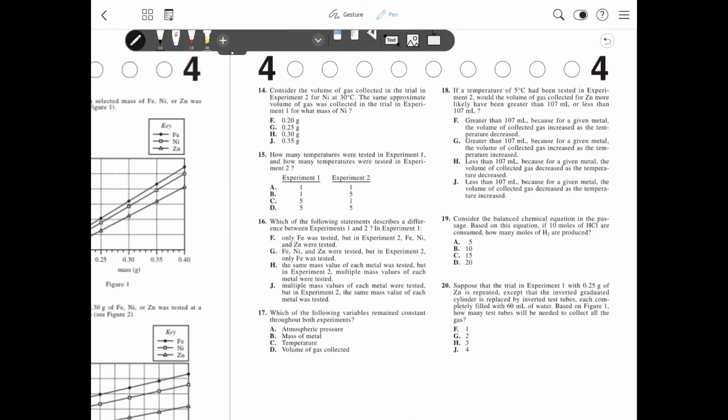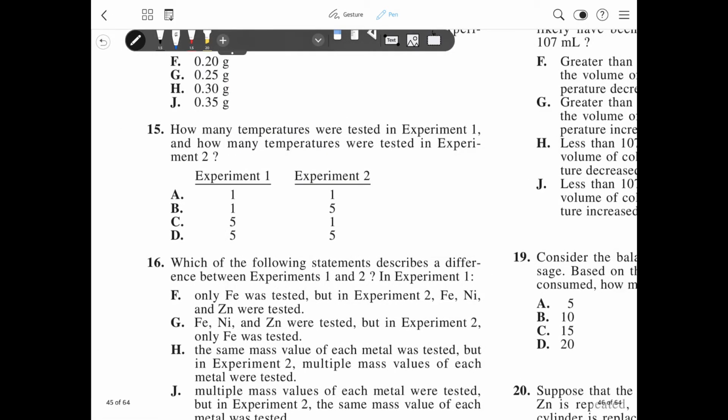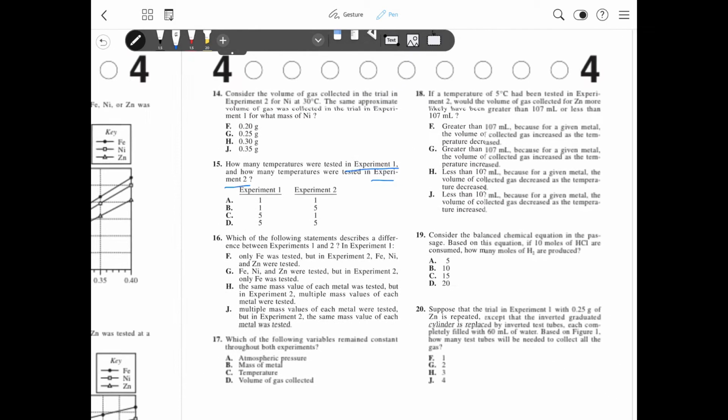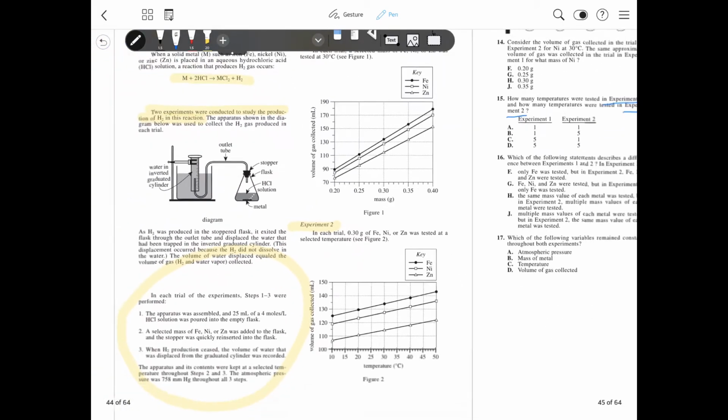Yeah, so if we look really briefly at the questions, a lot of them tend to test you on the variables. For example, question 15 asks you how many temperatures were tested in experiment 1 and how many temperatures were tested in experiment 2. For a lot of questions that they ask you for the experiments passage, they want you to refer back to the passage's data and figures.